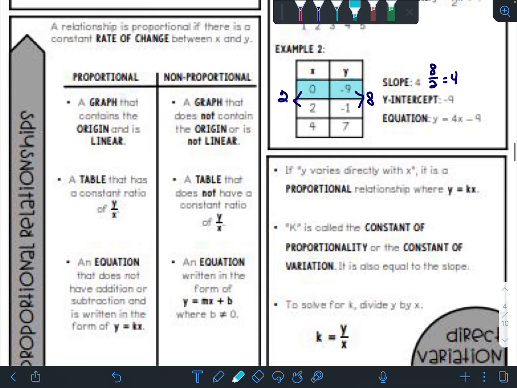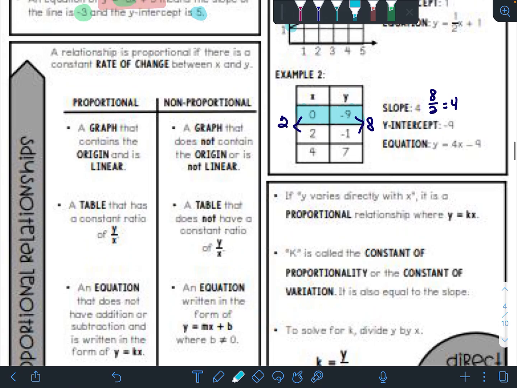Now with proportional, non-proportional. A relationship is proportional if there's a constant rate of change between x and y. There has to be a constant of proportionality. So in a graph, we know that it has a constant rate of change by knowing that it goes through the origin and it is linear. If it does not do both, then it would be not proportional.